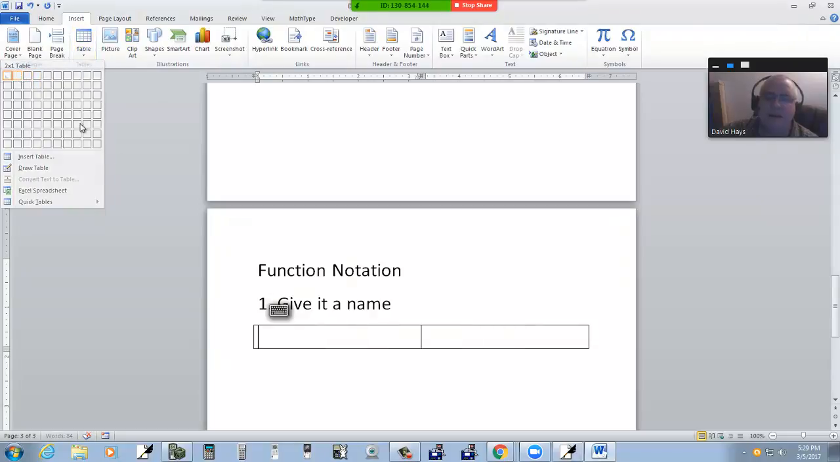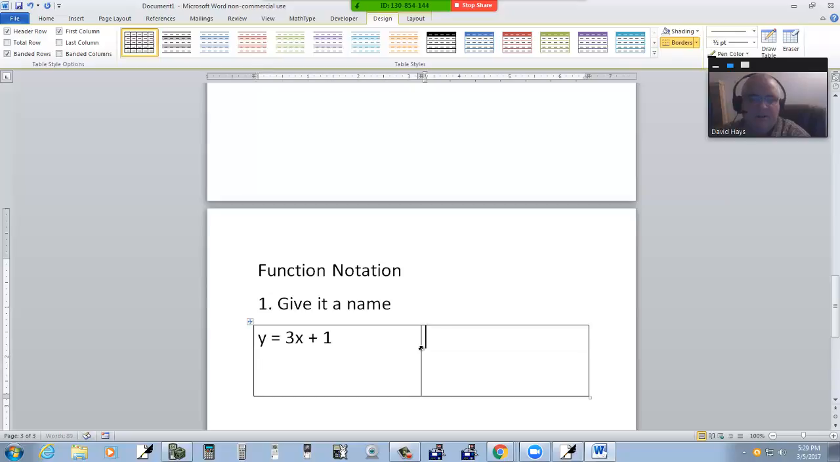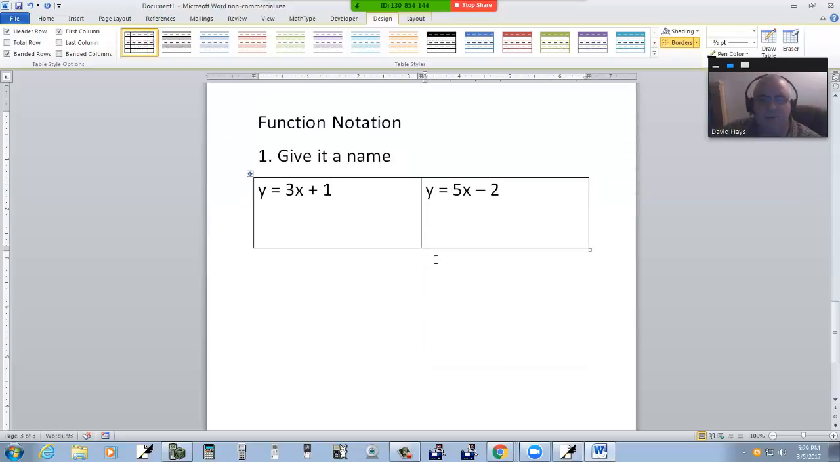Let's say I had two problems here. y is equal to 3x plus 1 and y is equal to 5x minus 2. If I told you to graph y, well, your question would be, well, which one? There's two y's on the screen there. So instead of calling it y, I give it a name. Now we don't give it a name like Bob or Bill or anything like that.